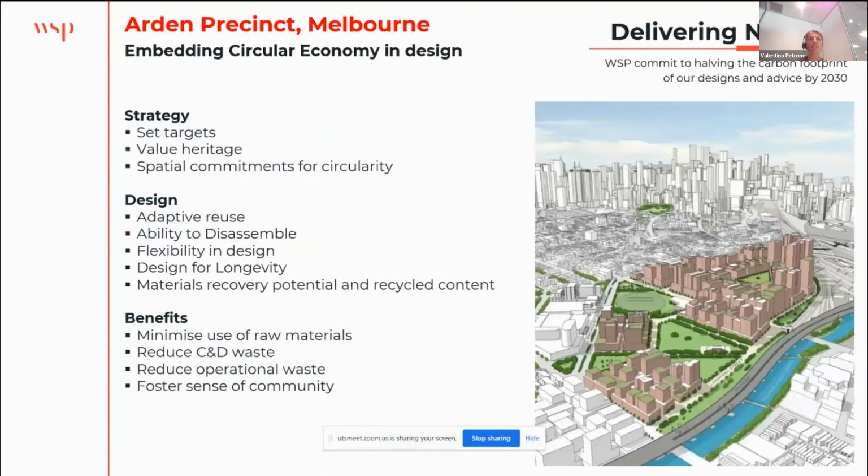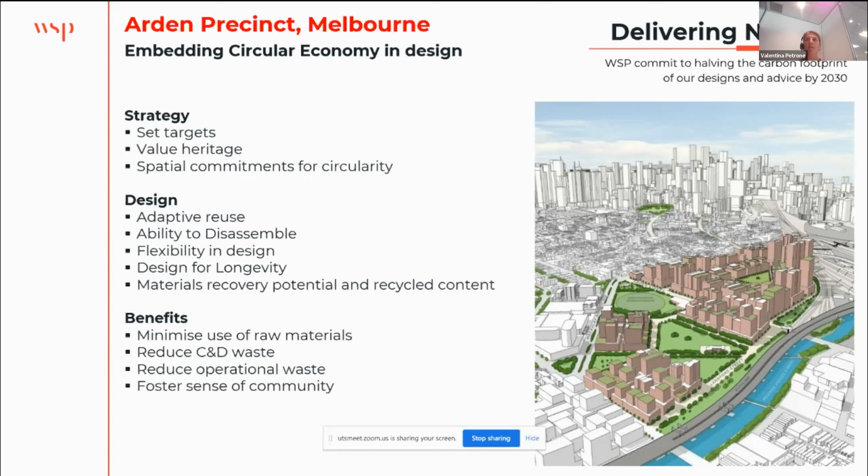To complete my presentation, I would just briefly share a project where the WSP Waste Management and Circular Economy team has been working on delivering circular economy strategies for the Arden Precinct in Melbourne. This is an amazing example where we have been engaged very early in the design phase, during the master planning phase. We have set bold targets, not only for waste diversion from landfill, but also targets for waste generation reduction.